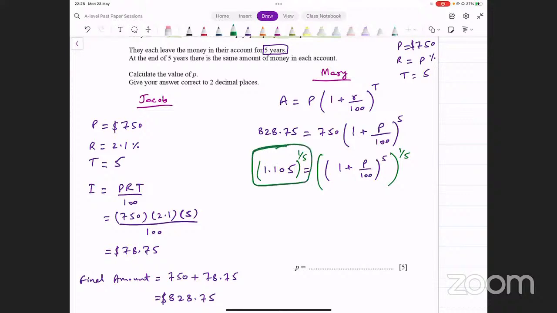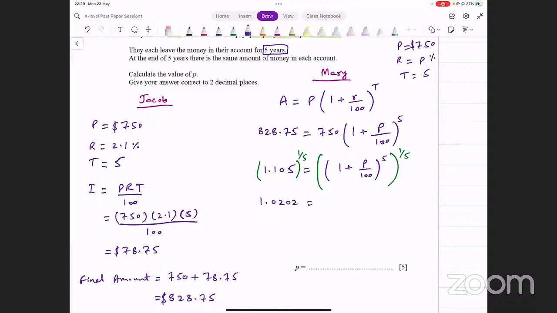Now on the left side, you will put 1.105 whole raised to power 1/5 into the calculator and evaluate it. Let's see what that gives us. 1.105 whole raised to power 1/5, that gives me 1.0202 on the left side.